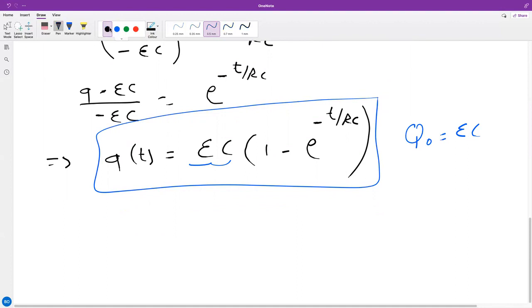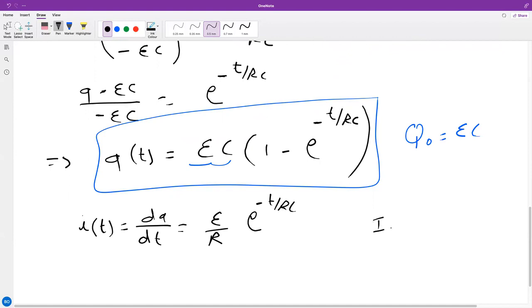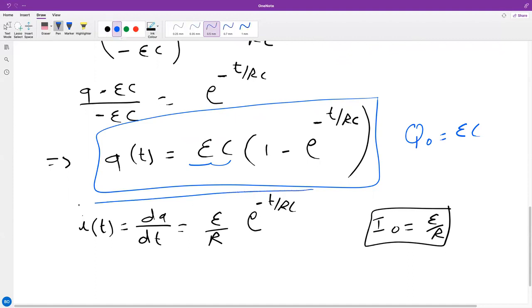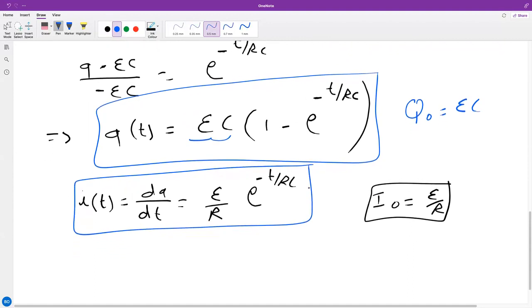And you can also see that the current, which is the derivative of the charge, will give us E over R exponential of minus T over RC. So I0 is equal to epsilon over R. Okay. So those are two important equations of the charge.